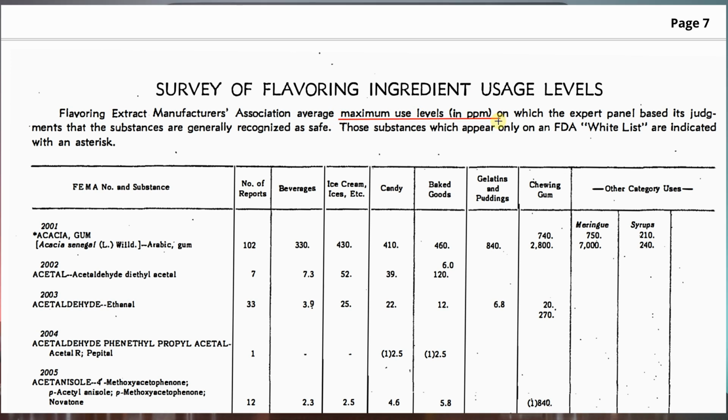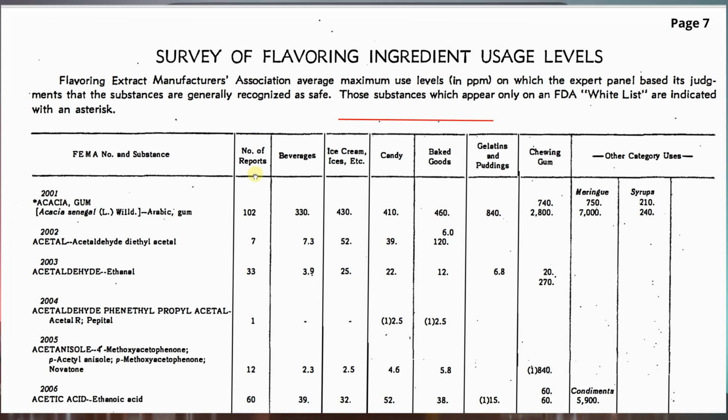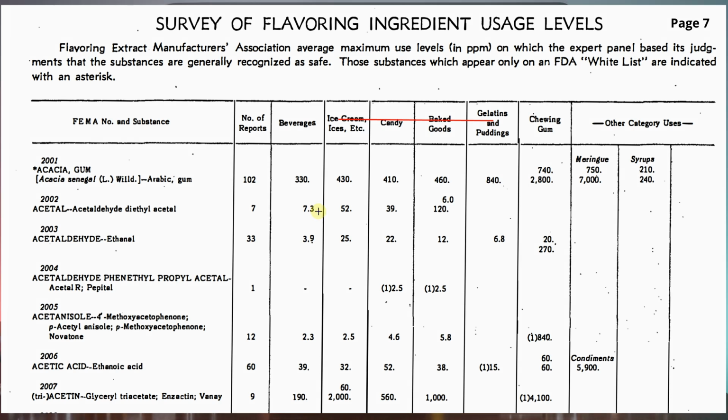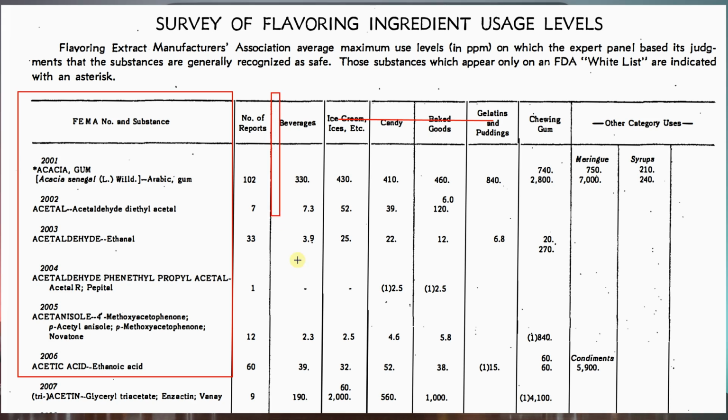see it's the average maximum uses in ppm. And then what you'll see below that is the start of a table. And on the left-hand side is the substance or the essential oil or whatever you're looking for. It can be an extract or it could be the whole herb. Third column, you'll see the title Beverages. And then on the far right, you'll see other category. Those are the only 3 columns we're going to use.